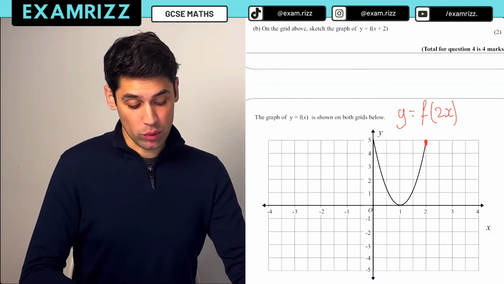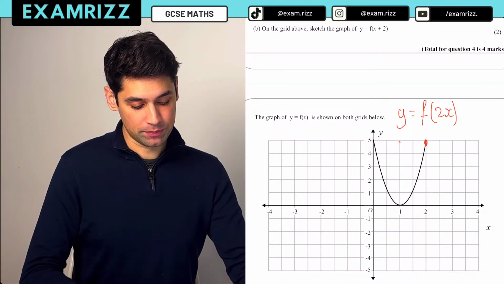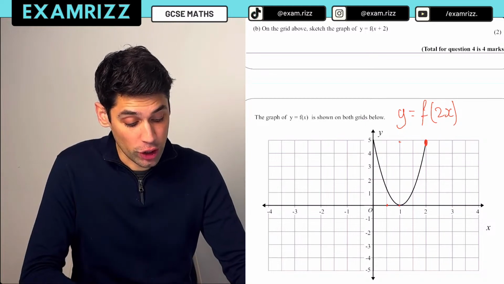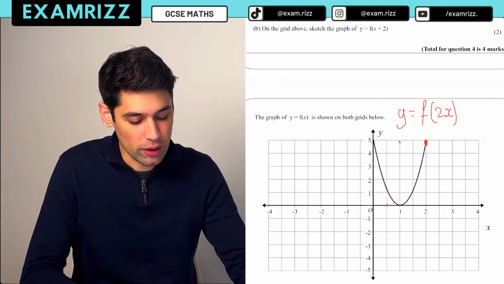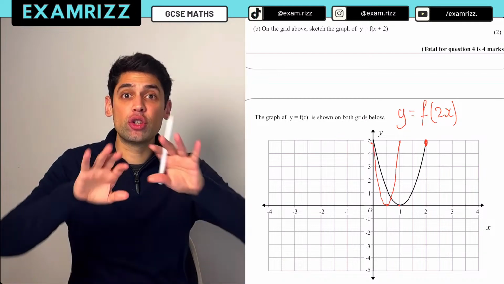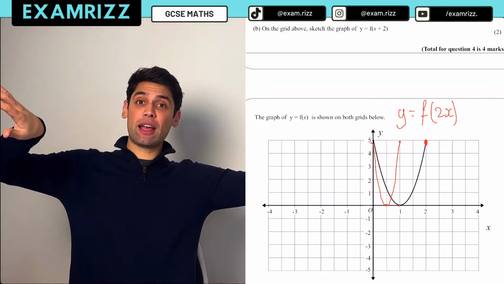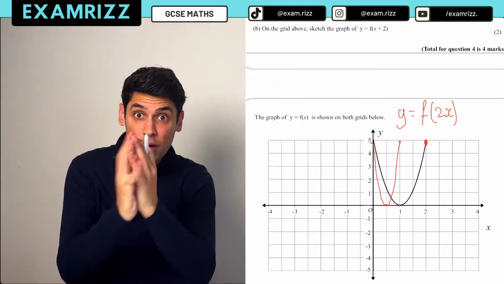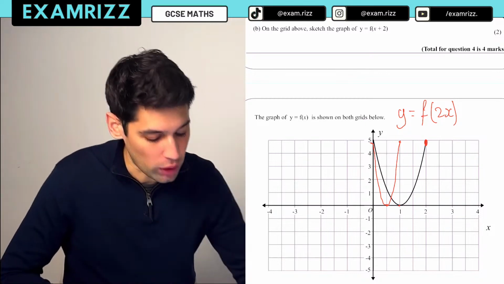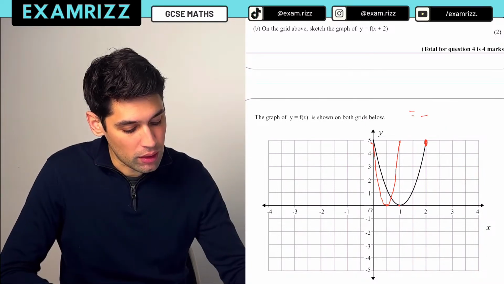So this x coordinate, that was a 2, is going to go to here. This is a 1, it's going to go to a half. And the 0 stays at 0. So what we find is that it really squishes it. Something that you'd expect to expand by scale factor of 2 actually halves in size and gets a lot smaller. So that's how we deal with those types of transformations.